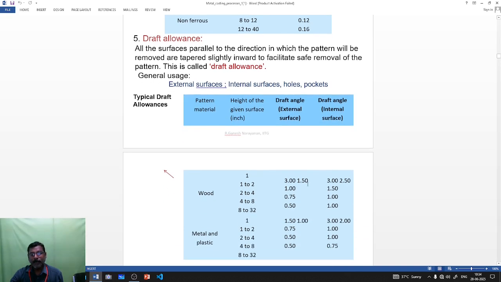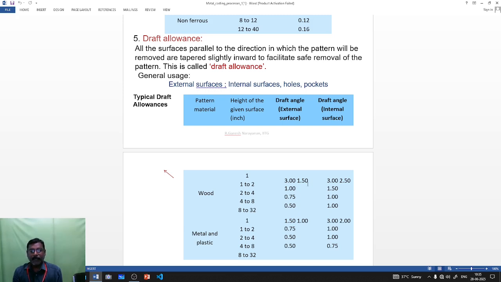Various metals are used. First one is wood. Wood is mostly used for the pattern in casting operations. The height of the given surface is 1 to 2 inches. Then draft angle, internal surface and external surface. The external surface is 1. Then internal surface is 1.5.